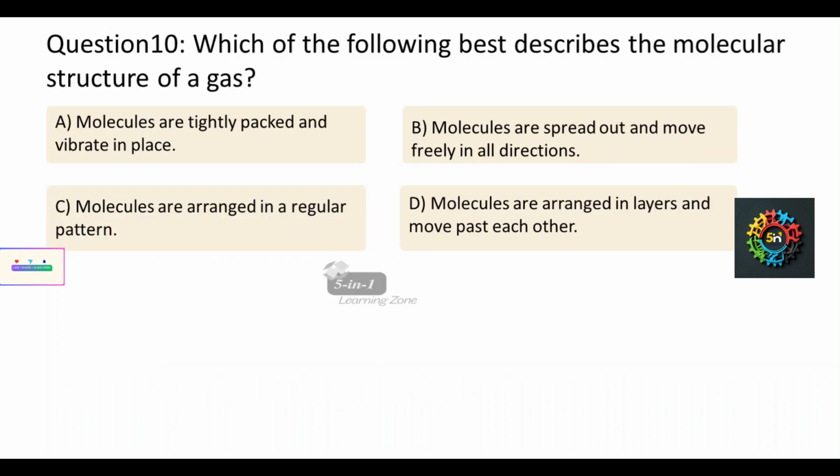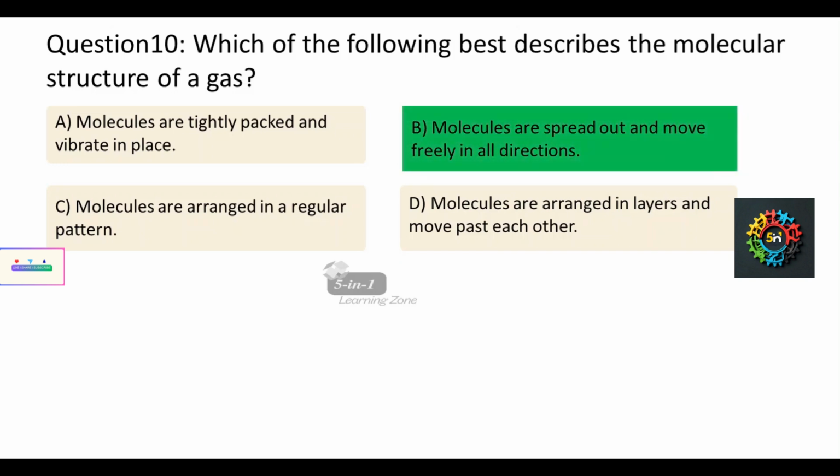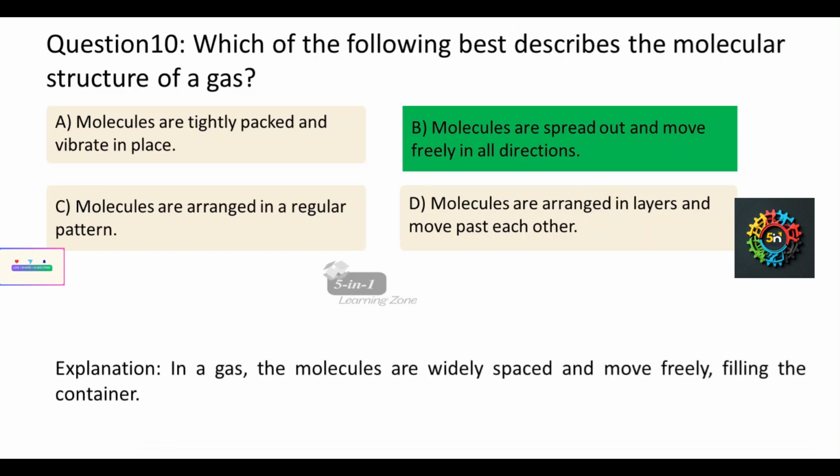Question 10. Which of the following best describes the molecular structure of a gas? Correct answer: B. Molecules are spread out and move freely in all directions. Explanation: In a gas, the molecules are widely spaced and move freely, filling the container.